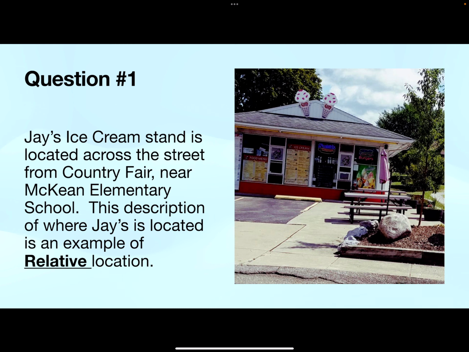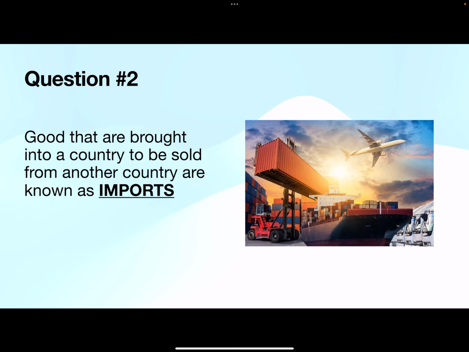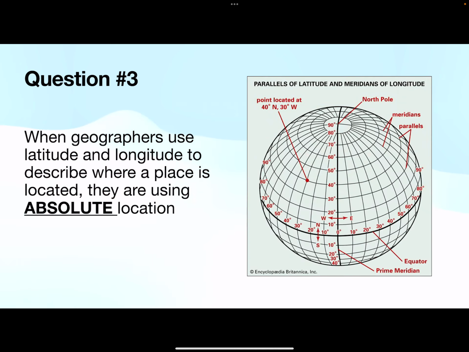Question number 1 says Jay's ice cream stand is located across the street from Country Fair, near McCain Elementary School. This description of where Jay's is located is an example of relative location. Question 2. Goods that are brought into a country to be sold from another country are known as imports. Question 3. When geographers use latitude and longitude to describe where a place is located, they are using absolute location.